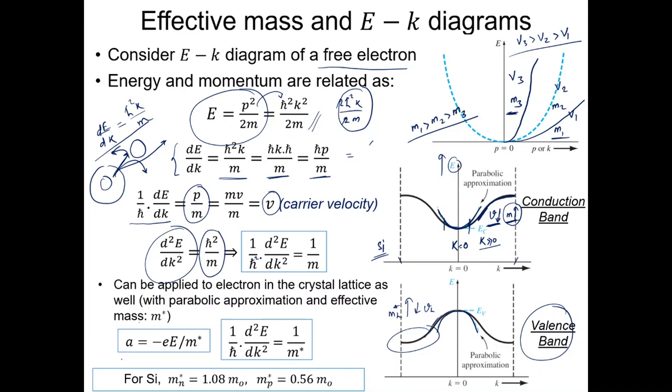Now you can also write the acceleration or the effective mass in the form of the field and the charge. You know that the force on a particle is also negative of charge times electric field. Now this force can be written as mass into acceleration.